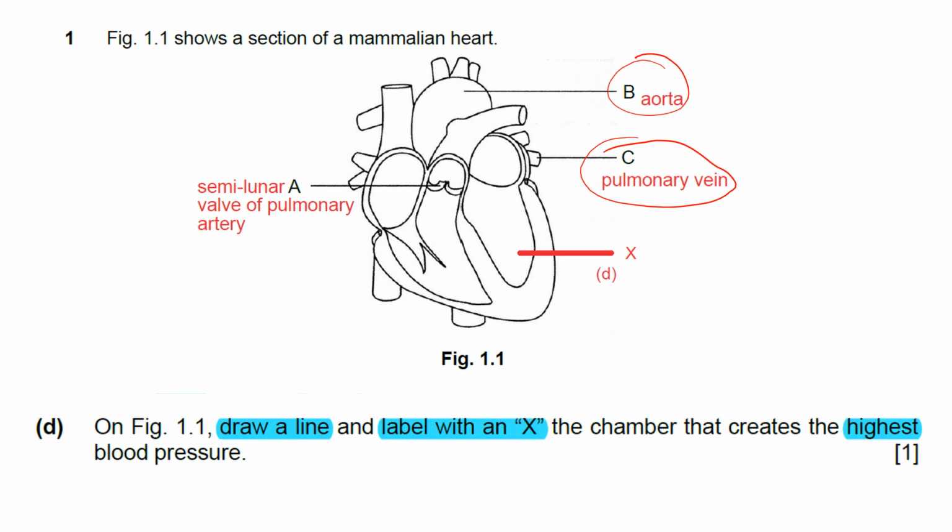For part D, they ask you to draw a line and label with an X. So you must draw the line and label with an X. And of course, write the question number. Okay? Highest blood pressure is the left ventricle.